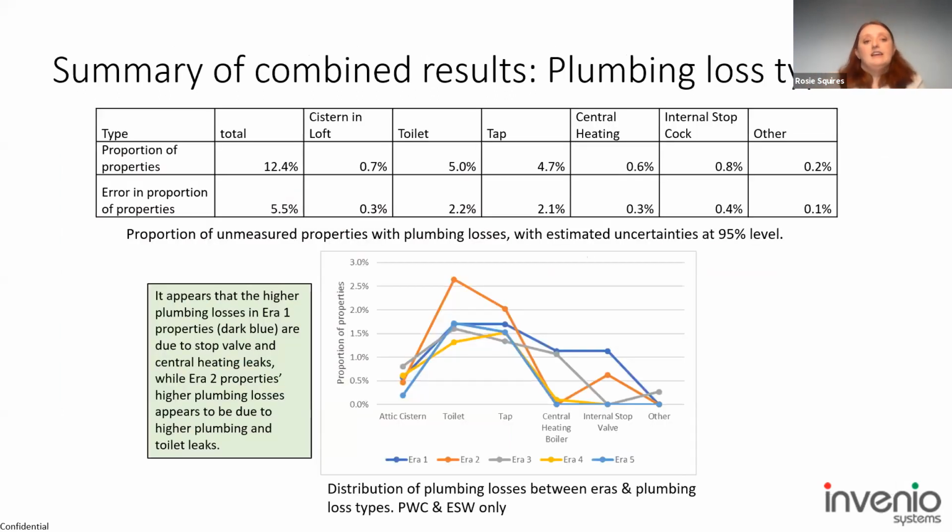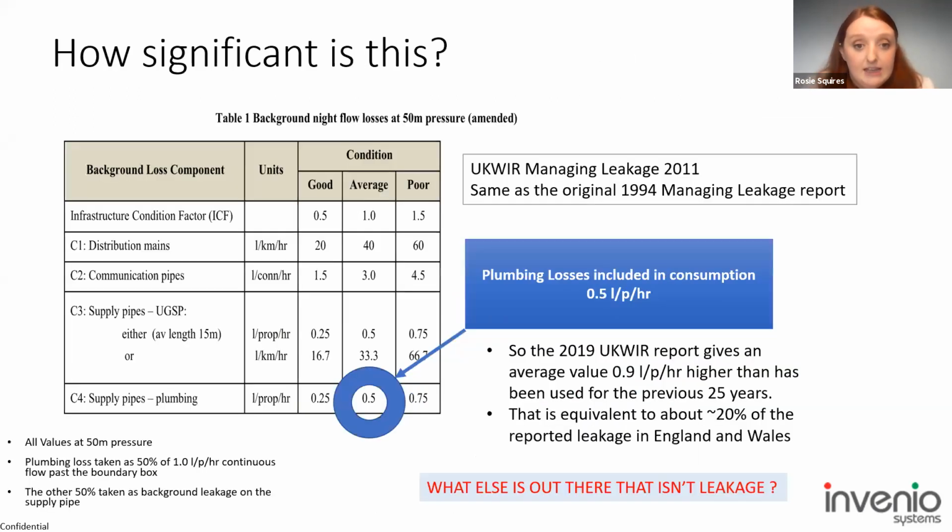So, breaking that into the different types of plumbing losses, the most common from those unmeasured households was that 5% of properties did have a toilet leak. And then we're just showing that the plumbing losses from the UKWIR report, which is the same figure as the 1994 leakage report, used a figure of 0.5 litres per property per hour, and we're saying that's 0.9 higher. So we really think we should target them and do more to look out for plumbing losses.